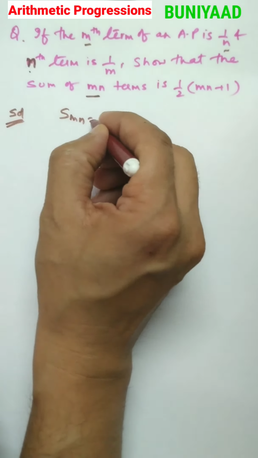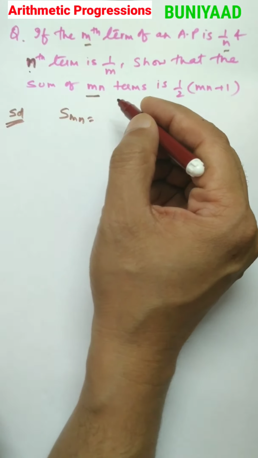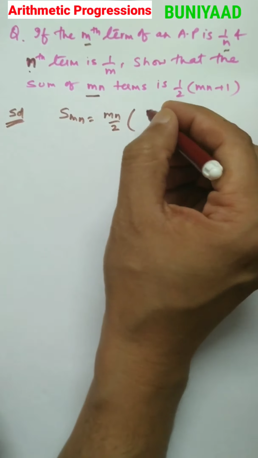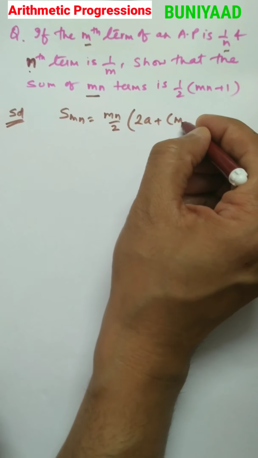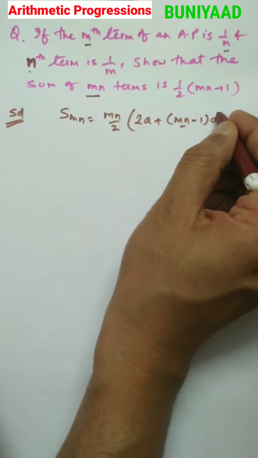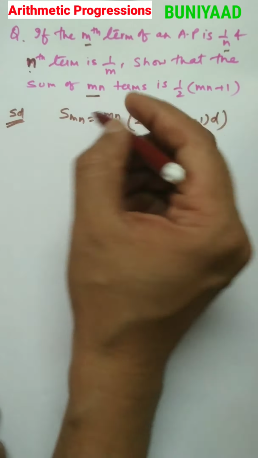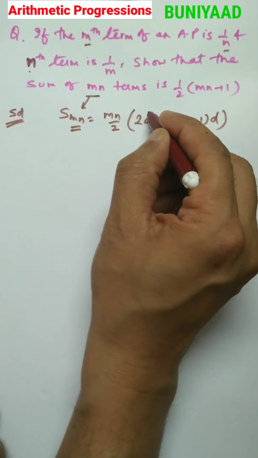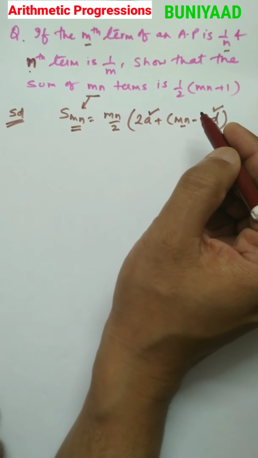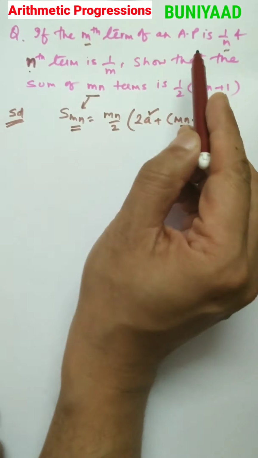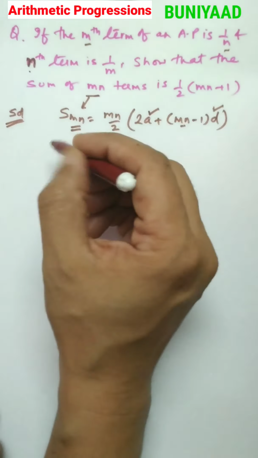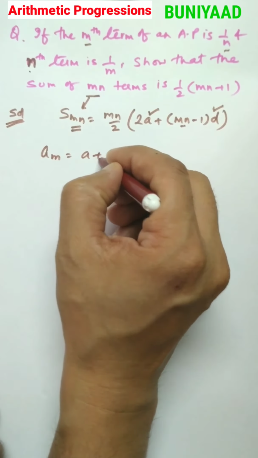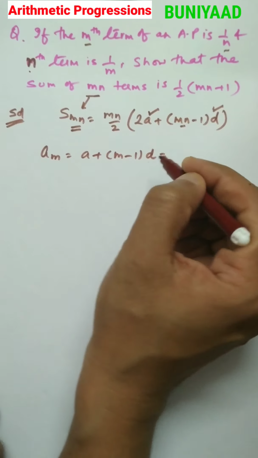You know what is the formula of Sn? n by 2, 2a plus n minus 1 d. This is for mn, so the formula will be, instead of n we will put mn by 2, 2a plus mn minus 1 into d, right? This is the formula of sum of mn terms which we have to find out, right? So it means we need a, we need d, right? What is given? The mth term of an AP, Am, is given to you. What is that? a plus m minus 1 into d, general term of an AP.